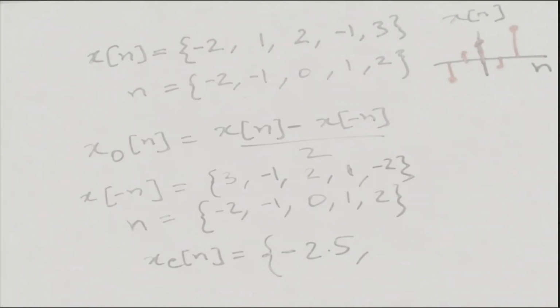This next value is 1 minus (-1) is 2, divided by 2 is 1. 2 minus 2 is 0, divided by 2 is 0. Minus 1 minus 1 is minus 2, divided by 2 is minus 1. 3 minus of minus 2 is 5, divided by 2 is 2.5. So this is the required odd decomposition, the odd component of the given signal. If you still have any doubt about how to decompose signals, you can ask me later on.